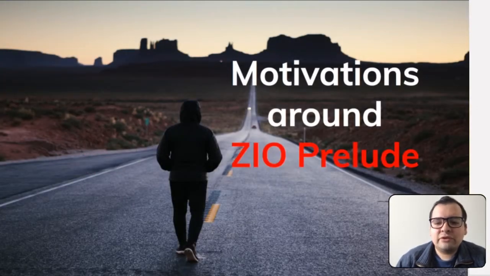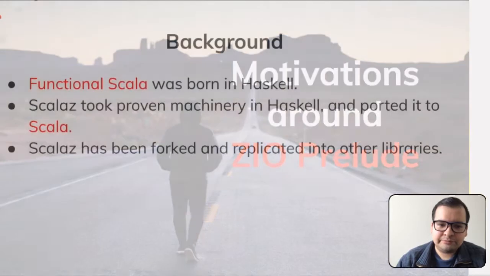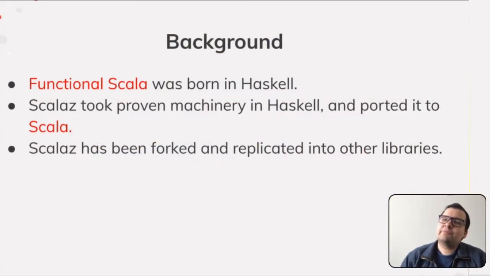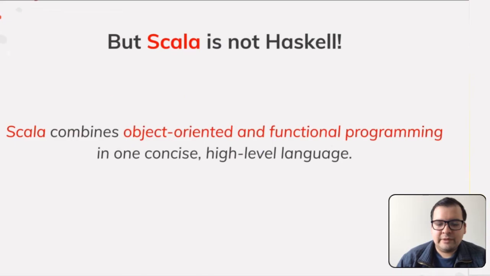So what are the motivations around ZIO Prelude? First, some background. Functional Scala was born in Haskell. Scala Z took proven machinery in Haskell and ported it to Scala. So Scala Z has been forked then and replicated into other libraries. But Scala is not Haskell, because Scala is a language that combines object-oriented and functional programming in one concise, high-level language, but Haskell is a purely functional language.